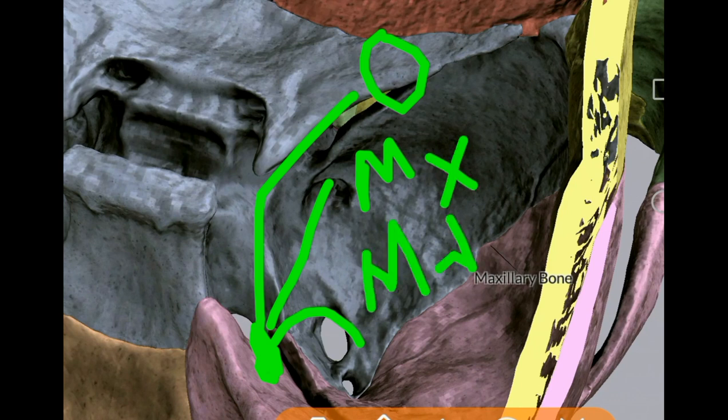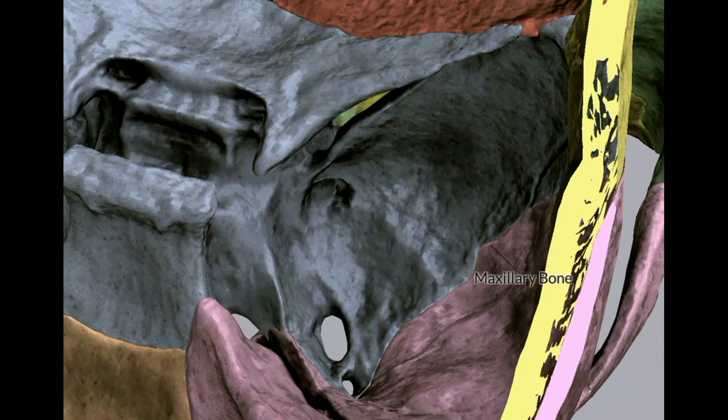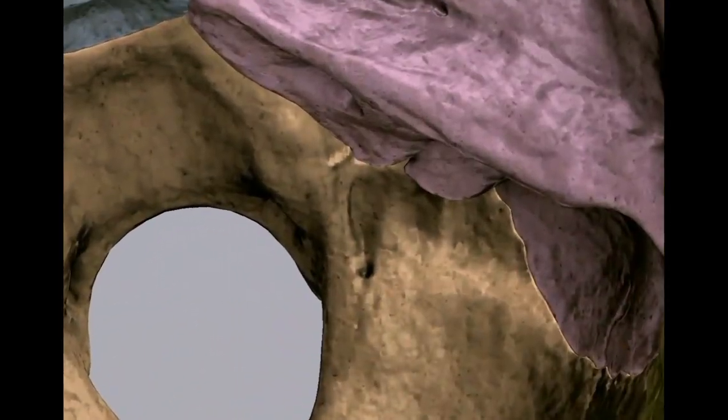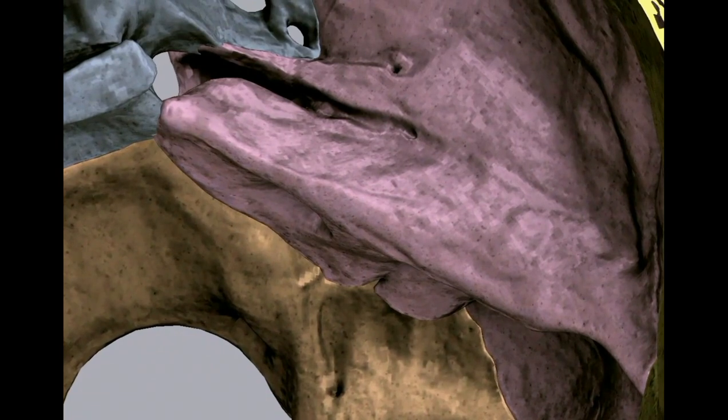Ophthalmic, maxillary, mandibular. Again, the ophthalmic will divide into nasociliary, frontal and lacrimal. Frontal and lacrimal pass through the lateral part of the superior orbital fissure, nasociliary through the middle part of the superior orbital fissure, maxillary through the foramen rotundum, mandibular through the foramen ovale. So these are the three divisions of the trigeminal nerve that you see here.